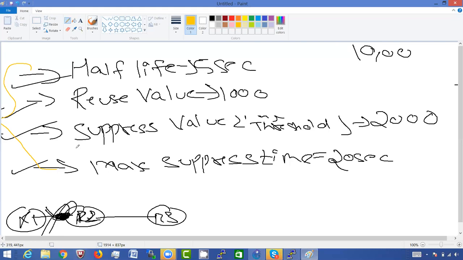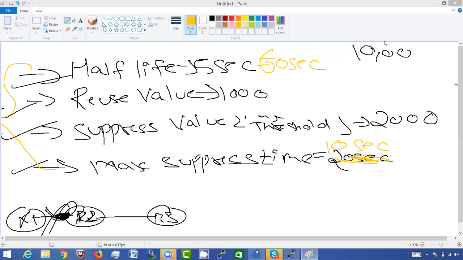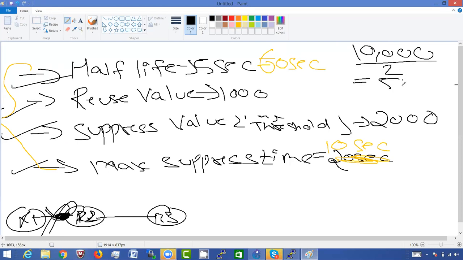See, there is a relation between all of these numbers, because you cannot just set them arbitrarily. If I configure half-life as 60 seconds and make maximum suppress time 10 seconds, how can my router take a decision? If my penalty is 10,000, after 60 seconds it will become only 5,000. And here I am telling my router to suppress this interface for just 10 seconds. This will be conflicting. After 60 seconds my router will halve the penalty, which is not even below the reuse value. It will just become 5000.